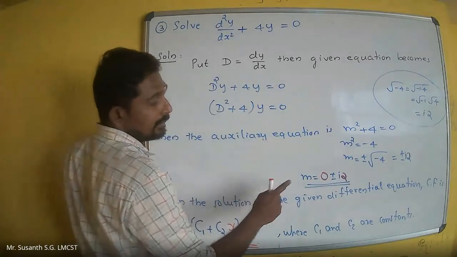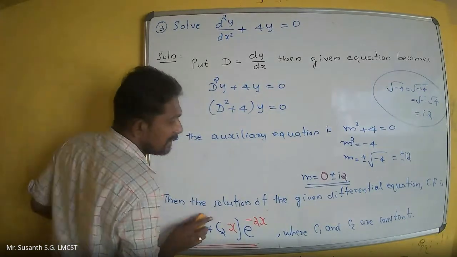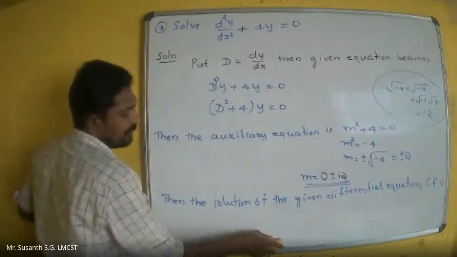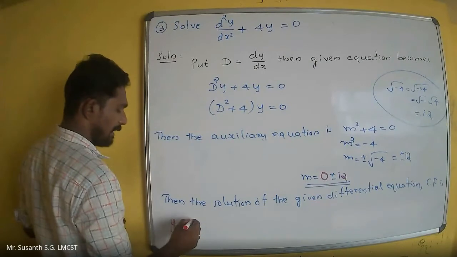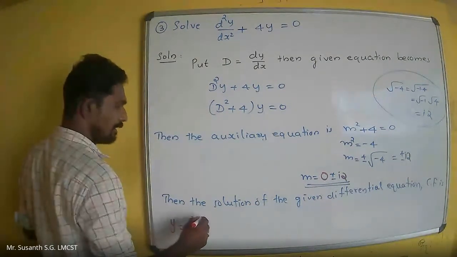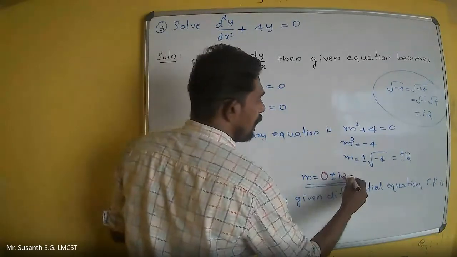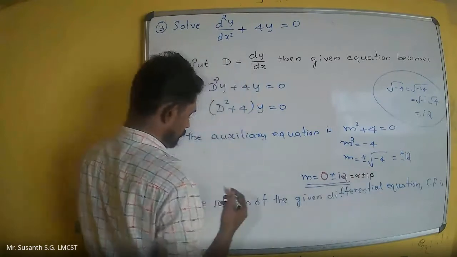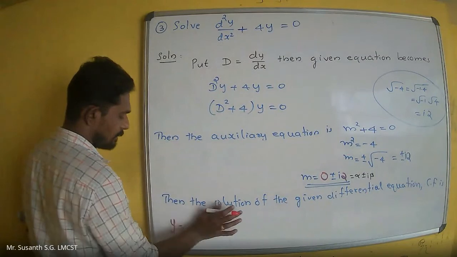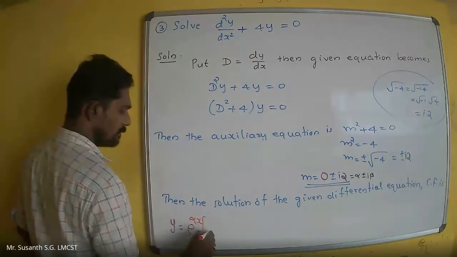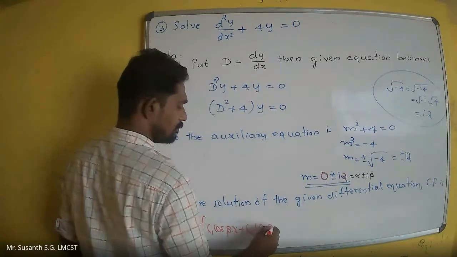This is of the form of the third case, m is equal to alpha plus or minus i beta. Then the solution of the given differential equation, called the complementary function, is y is equal to e raised to alpha x into c1 cos beta x plus c2 sin beta x.